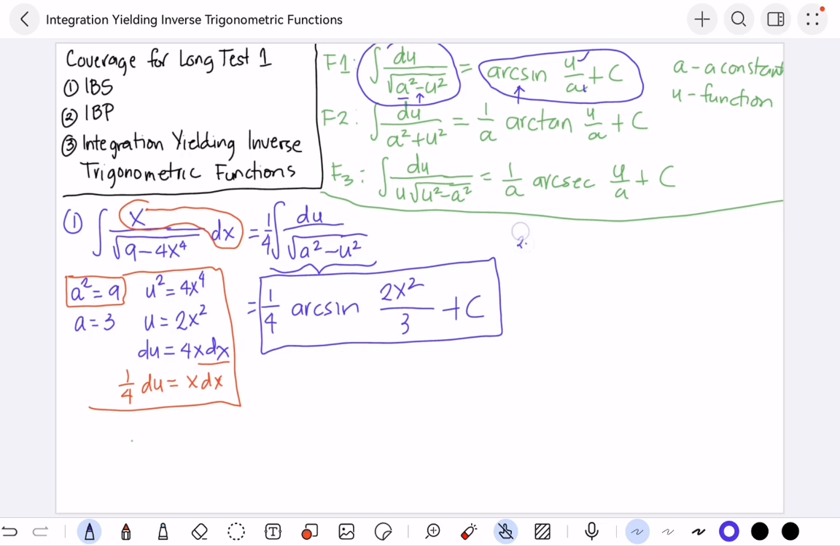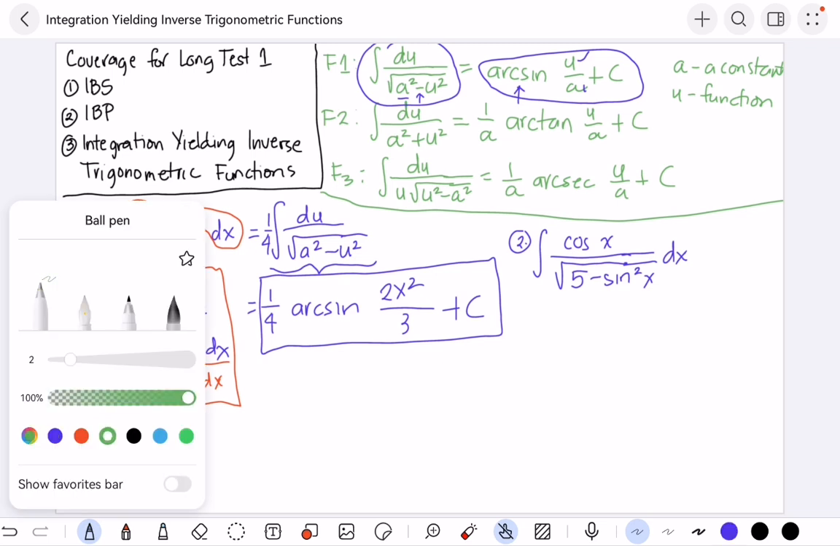Let's have another example, number 2. Integral of cosine of x over the square root of 5 minus sine square x dx. Not formula 2, not formula 3, but possibly formula number 1. Let's evaluate. Let me use green here for the substitution.